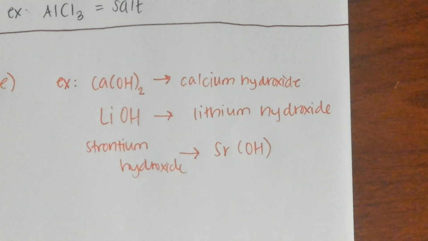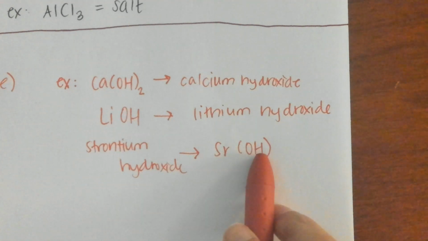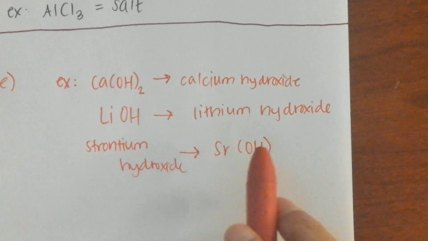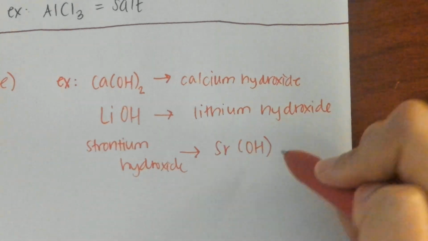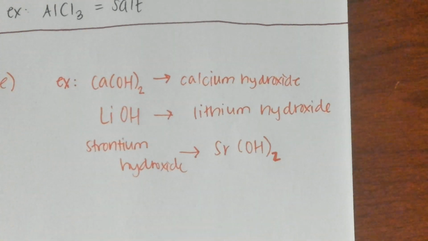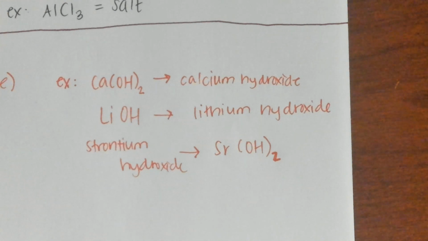And then you do charges. Don't forget charges. Whenever you write formulas, always do charges at the very end. So the charge for Sr is +2. The charge for hydroxide is always what? -1. So +2, -1, where does that 2 go? The end of OH, and that is it. Easy peasy for bases.